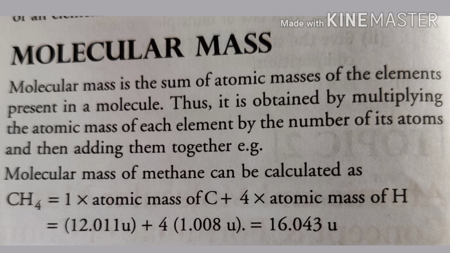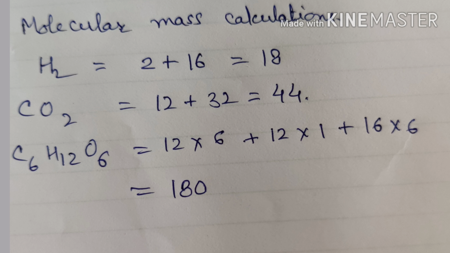For example, methane, CH4, having 1 atom of carbon and 4 atoms of hydrogen. 1 atom of hydrogen weighs 1 gram and 1 atom of carbon weighs 12 gram. So the total mass will be 16, because there is 12 gram of carbon and 4 gram of hydrogen.